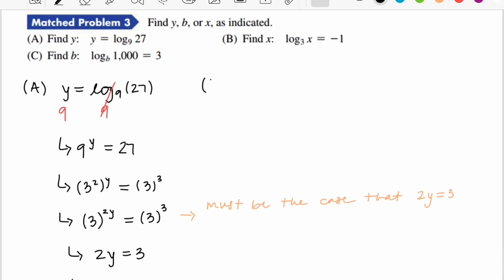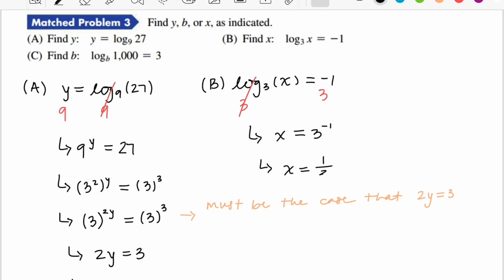Alright, so not too bad. Let's look at example B. We want to find x when we're given log base 3 of x is equal to -1. Again, we're going to use our inverse property. Take this to base 3, and we end up with x is equal to 3 to the power -1, and then our exponent rules tell us that this is the same as 1/3.